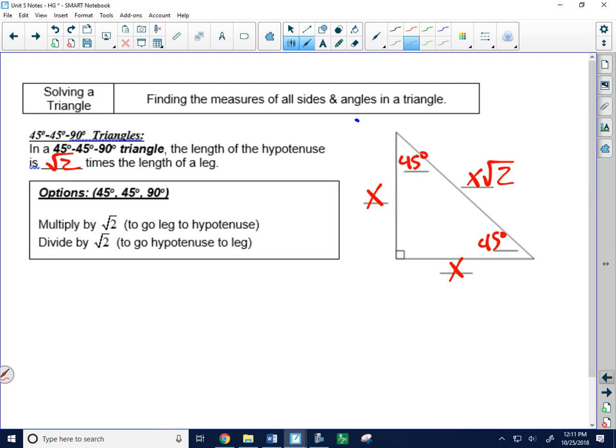Let's see, so if you go leg to hypotenuse, multiply by radical 2. And if you're going backwards from the hypotenuse to the leg, you can divide by radical 2. And I'll show you another way to do it as well.